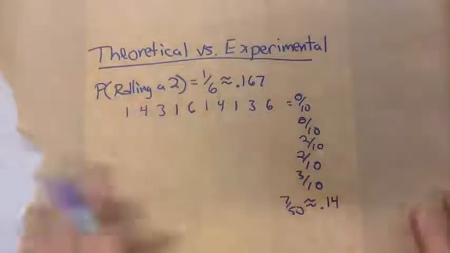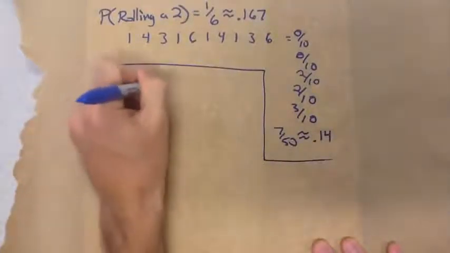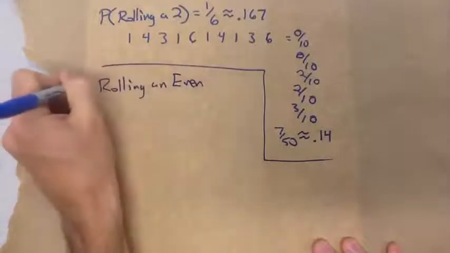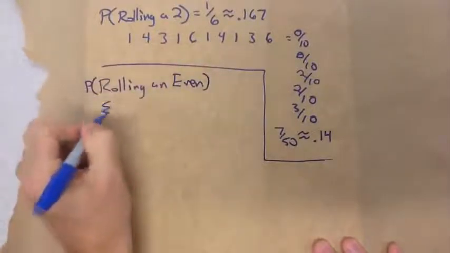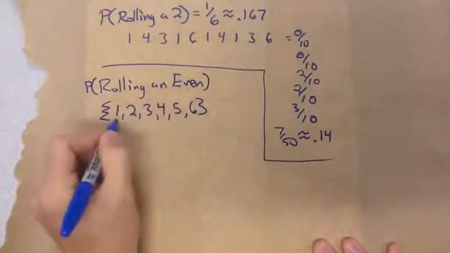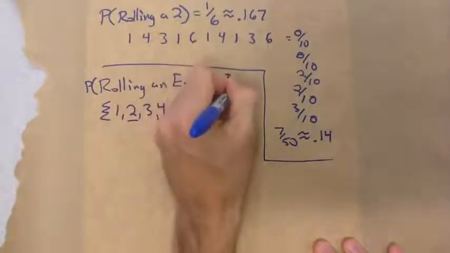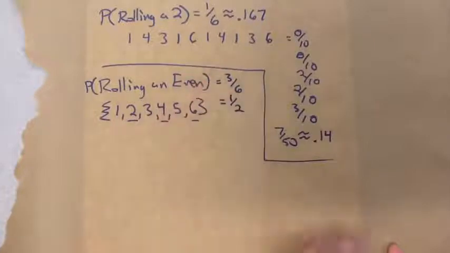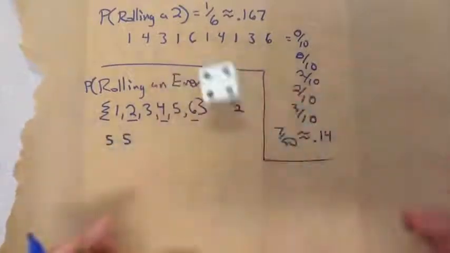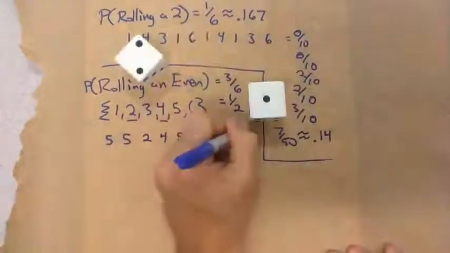Now, let's take another scenario. What if I was going to look at rolling an even? Now, if we look at our sample space, there's actually 3 different possibilities. So the probability is 3 out of 6 or 1/2. Now, let's just roll a couple of them at a time. 5 and a 3, 2 and a 5, and then a 2 and a 1.